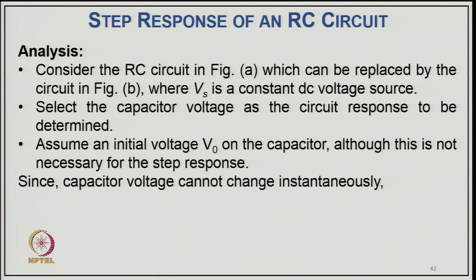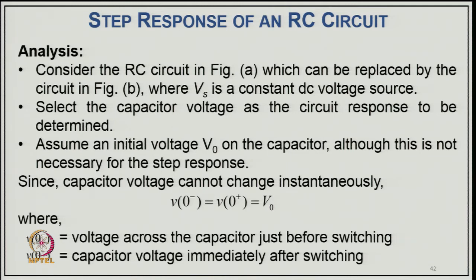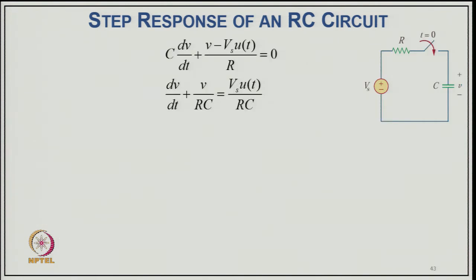Assume an initial voltage V0 on the capacitor, although this is not necessary for the step response. Since capacitor voltage cannot change instantaneously, V0 minus will be equal to V0 plus, equal to V0, where V0 minus is the voltage across the capacitor just before the switching, and V0 plus is the capacitor voltage immediately after the switching. In this circuit we can define a typical step response of this RC circuit.